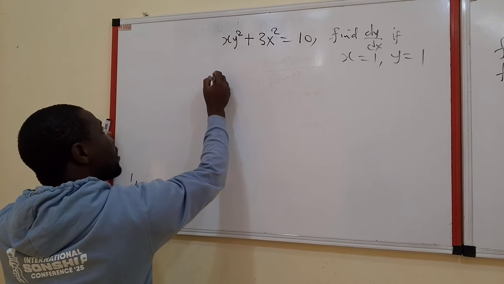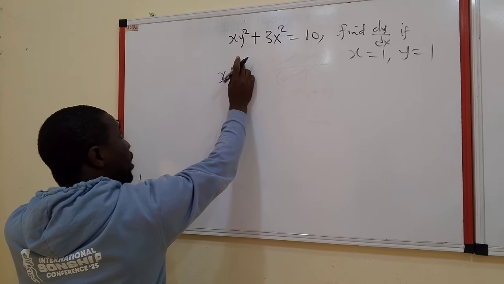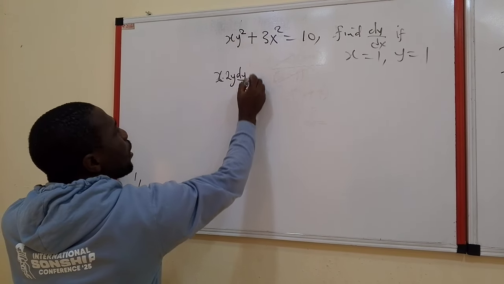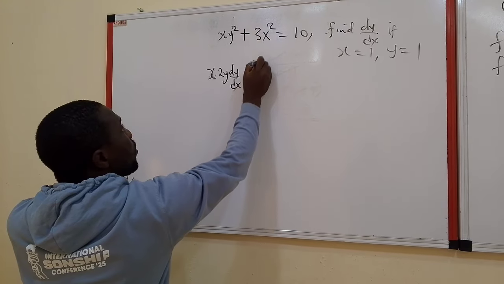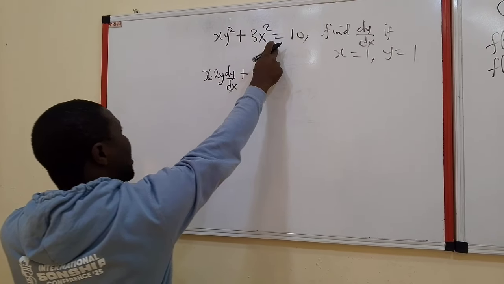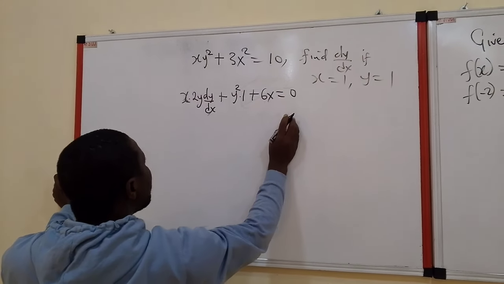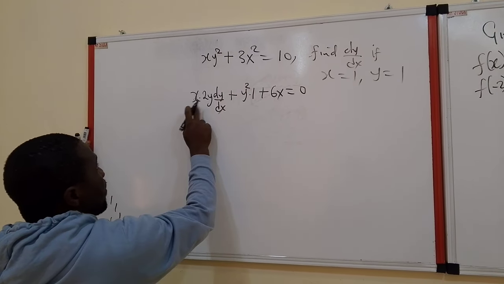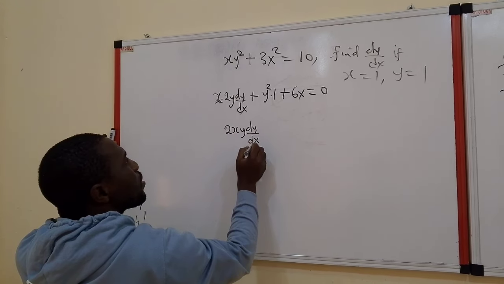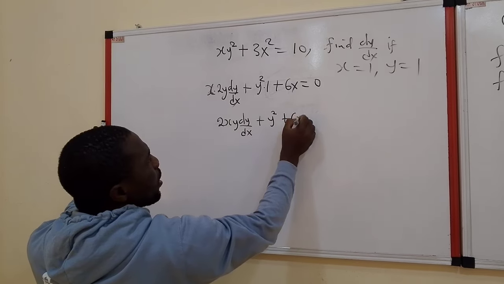I want to keep x constant. Then I'll differentiate y squared. If I differentiate y squared, I have 2y dy over dx, plus keep y squared constant, differentiate x, you have 1, plus differentiate 3x squared, you have 6x, differentiate 10, you have 0. And so x times 2y dy over dx, that is 2xy dy over dx, plus y squared, plus 6x is equal to 0.